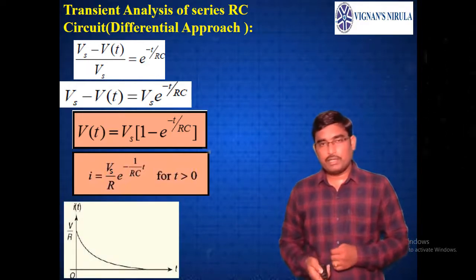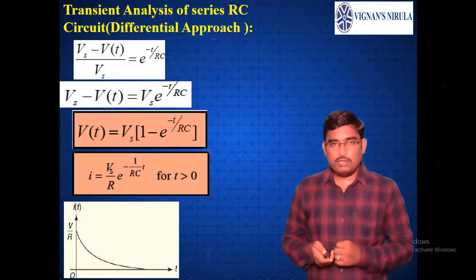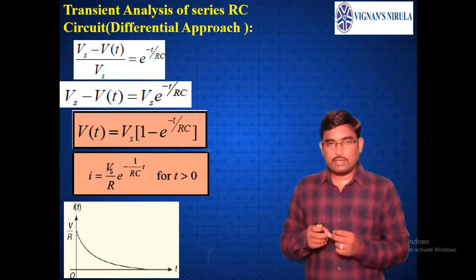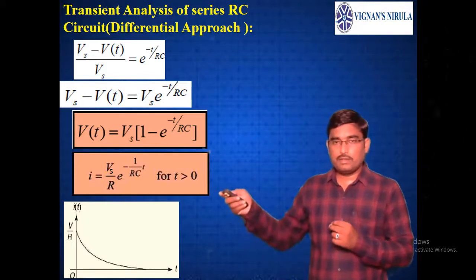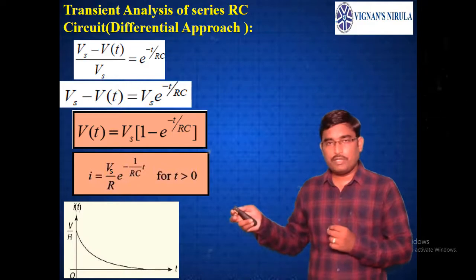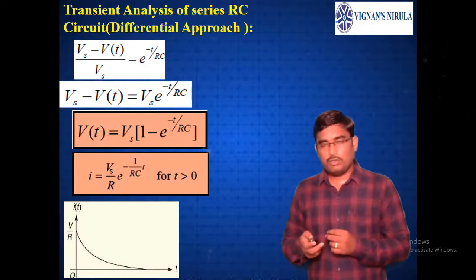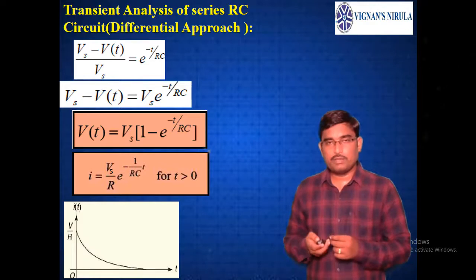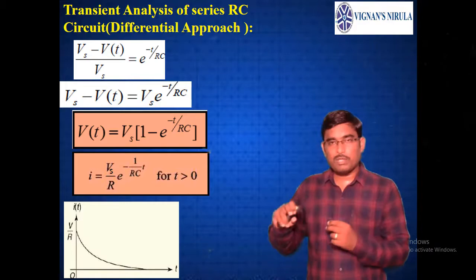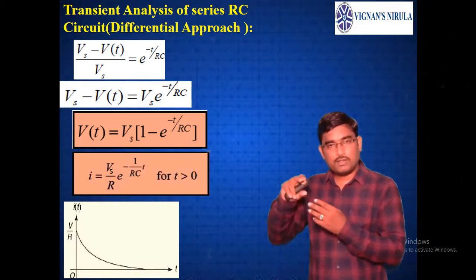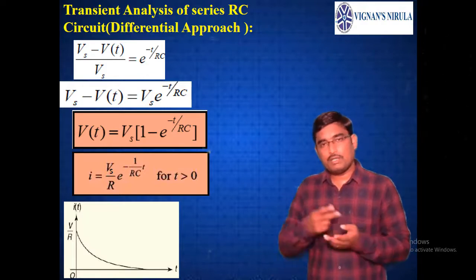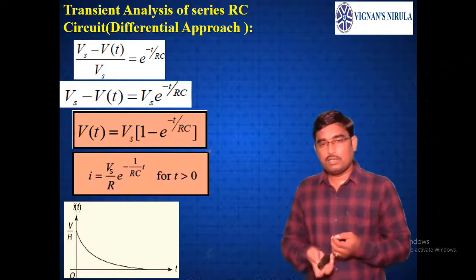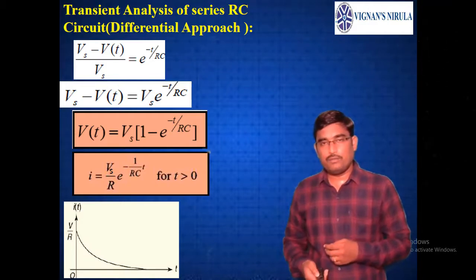Looking at the waveform for current, if you put t equals 0 in the equation, the current in the circuit becomes V/R. As t increases, approaching infinity after a long time, if you put t equals infinity in the current equation, the current becomes 0. That means when the capacitor is fully charged to the supply voltage, the current will be 0, because the voltage across the capacitor is V and the supply voltage is V. The net current between the supply voltage V and the charged voltage V is 0. That is why the current reaches 0.